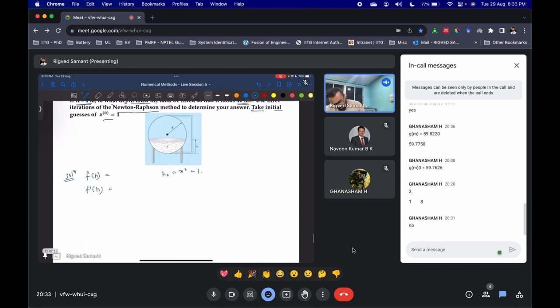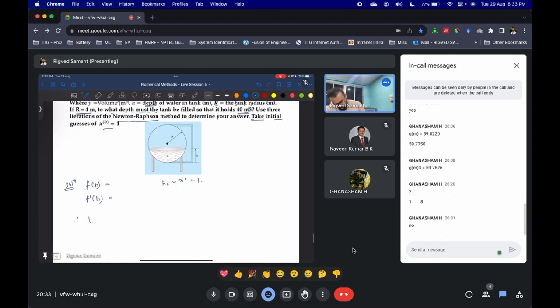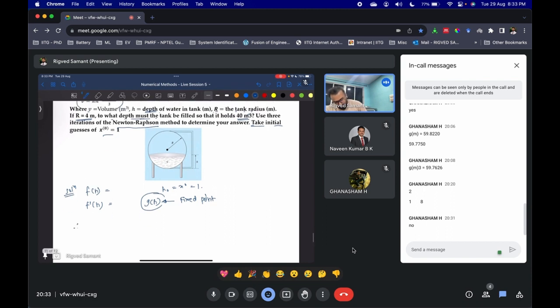So what you have given is v equal to a function of h. I am not saying g of h, I am saying a function of h, f of h. g of h is for the fixed point. The function of h we will get like this.